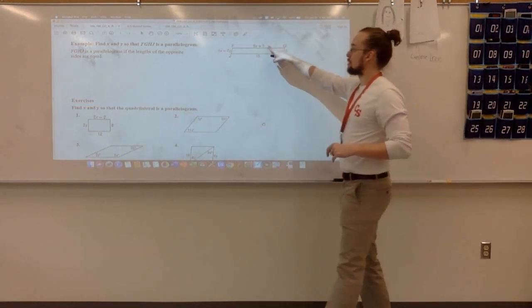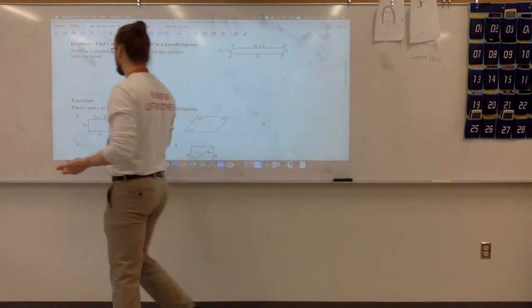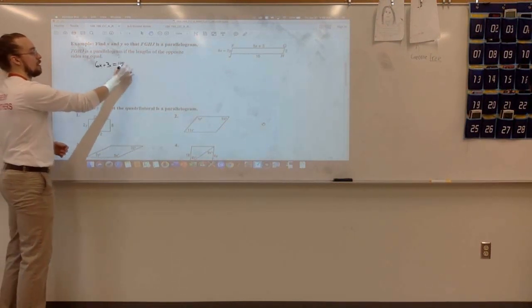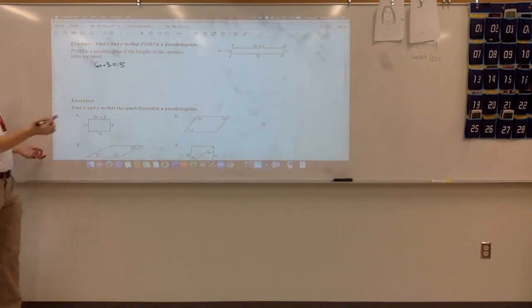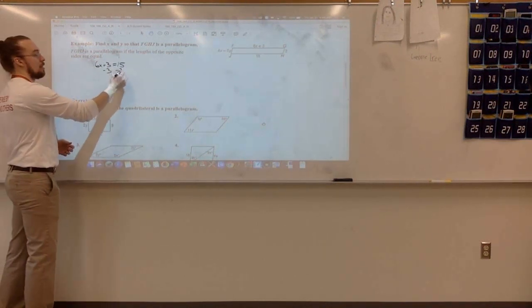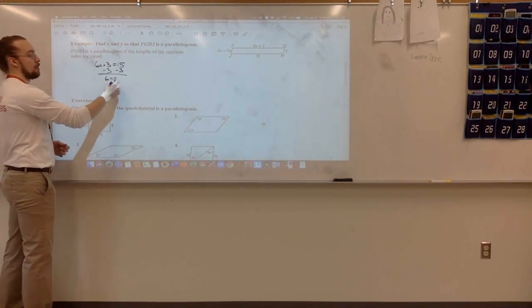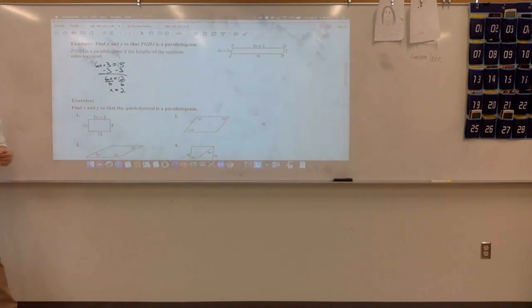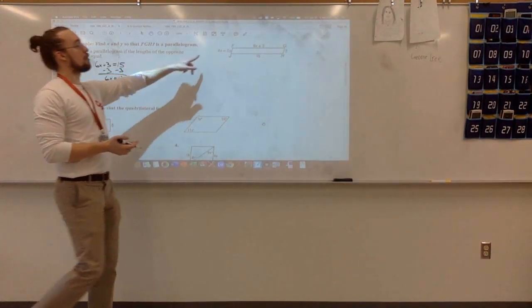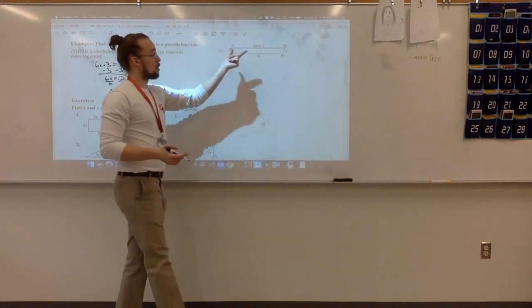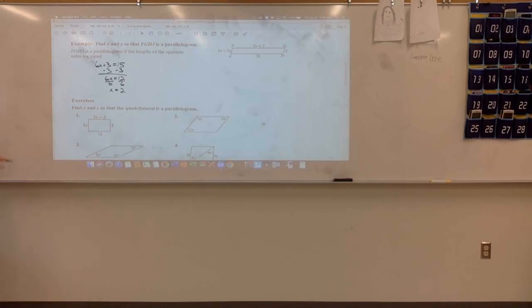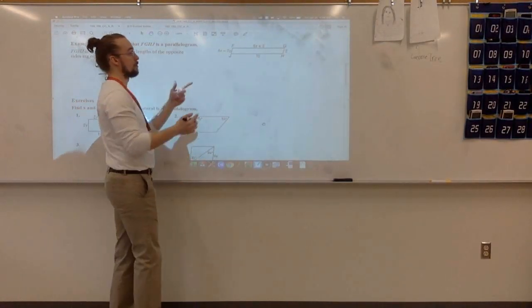So I can say 6x plus 3 will have to equal 15. Solve this equation for x. Subtract the 3 over. Divide by 6. We get x equals 2. I can do the same thing for the other pair of sides. But to solve this equation, I'm going to need to use my answer of x equals 2. So I'm going to have to plug 2 in here for x.